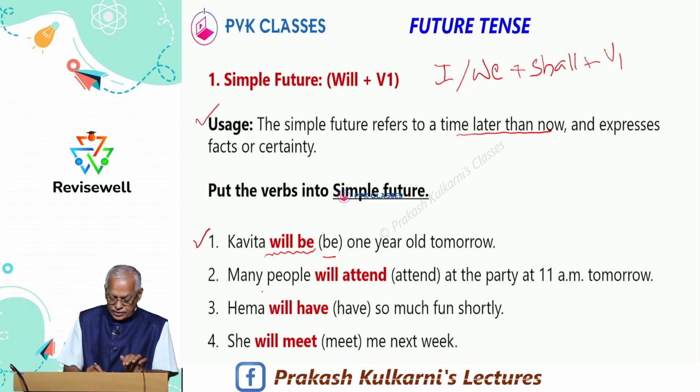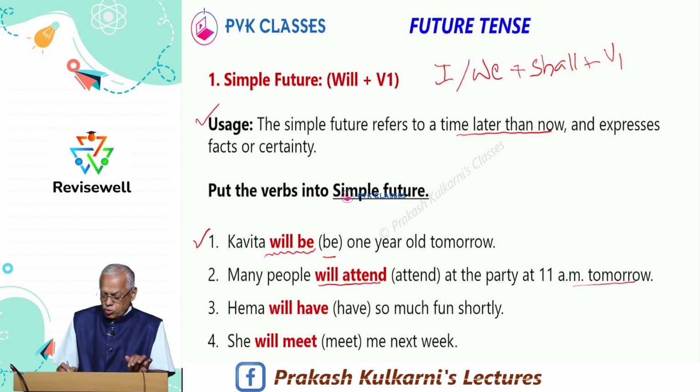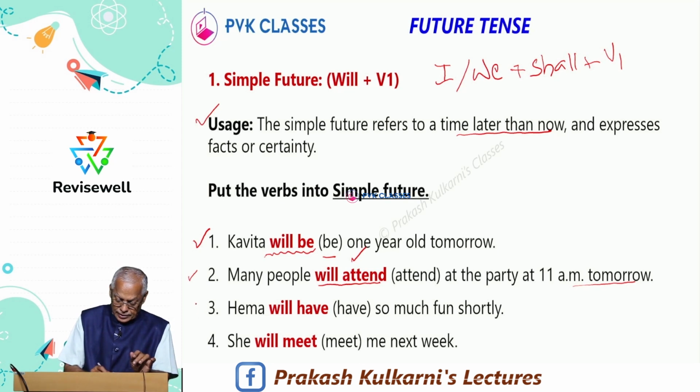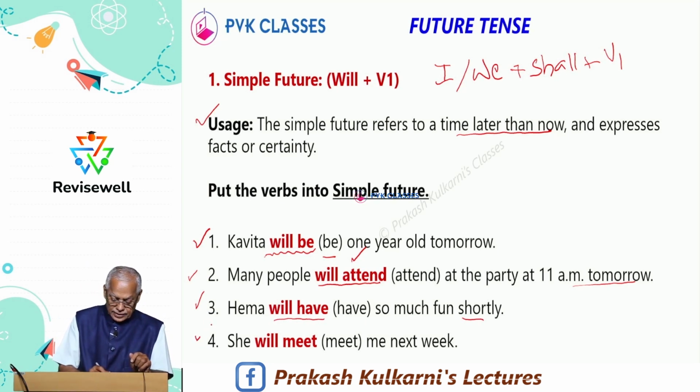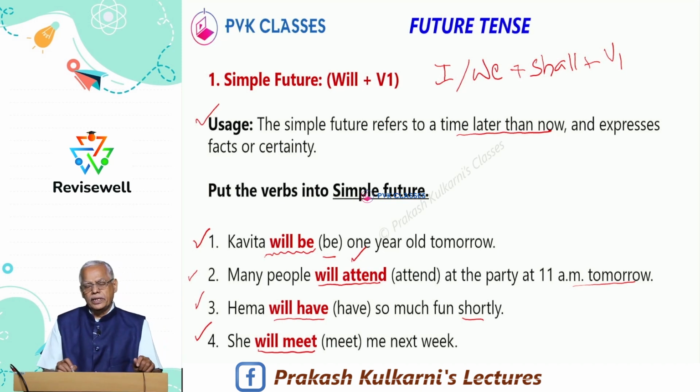In the second sentence, many people dash at the party at 11 a.m. tomorrow. The correct form of the verb is will attend. In the third sentence, Hema dash much fun shortly. Shortly indicates future tense, so Hema will have so much fun shortly. And in the fourth sentence, she dash me next week. So she will meet. Meet is a verb and the correct form is: she will meet me next week.